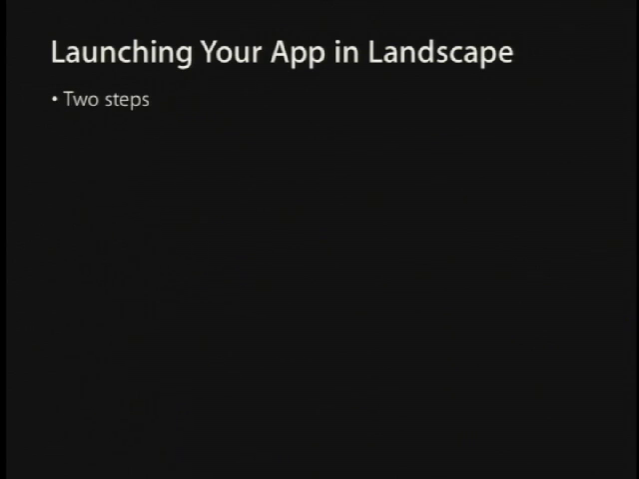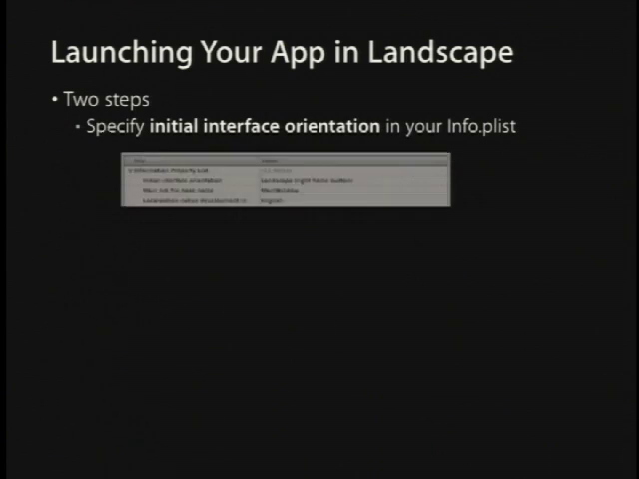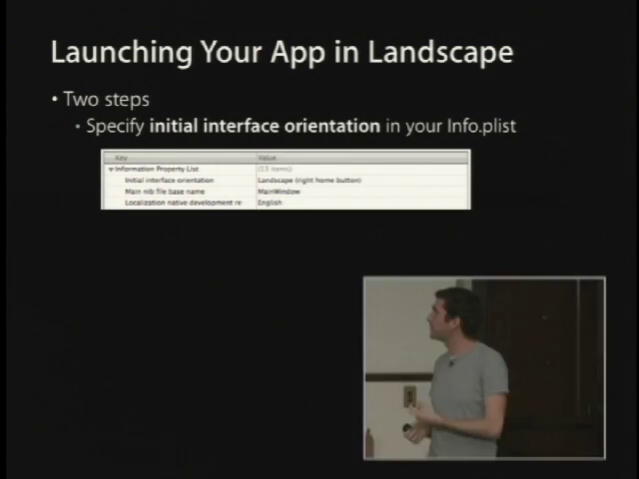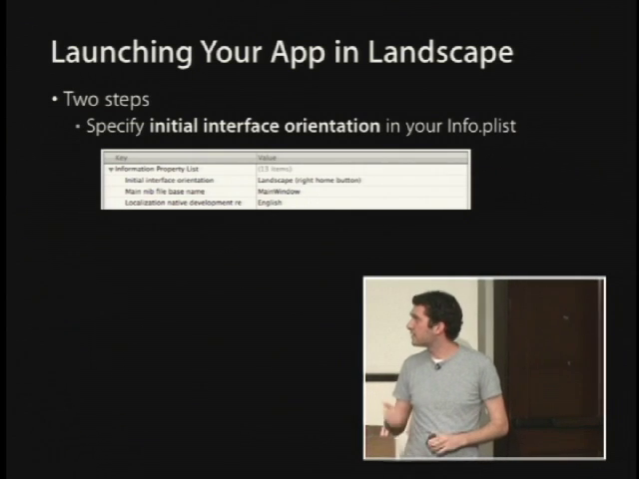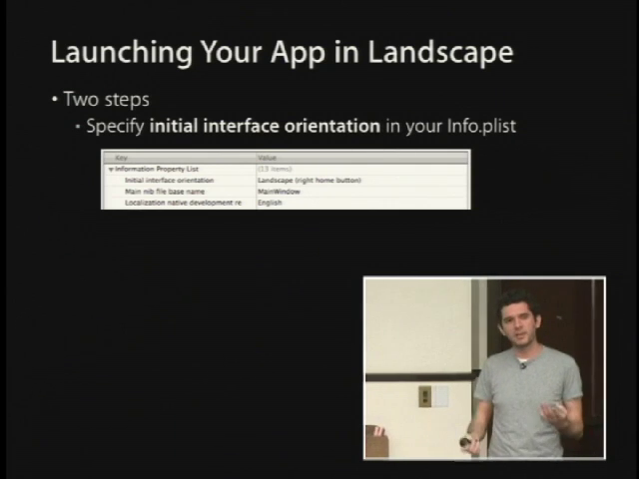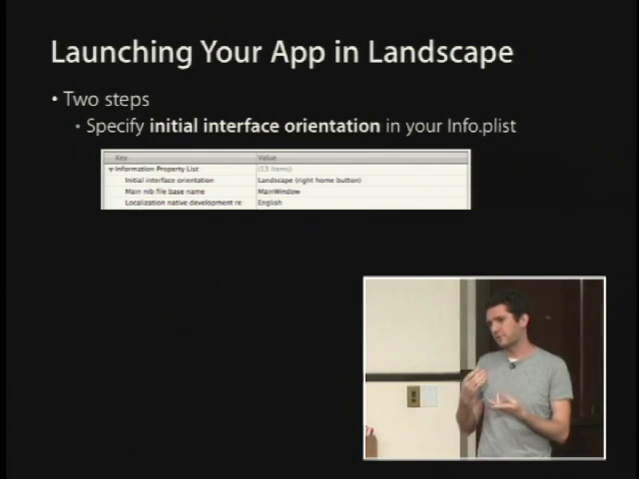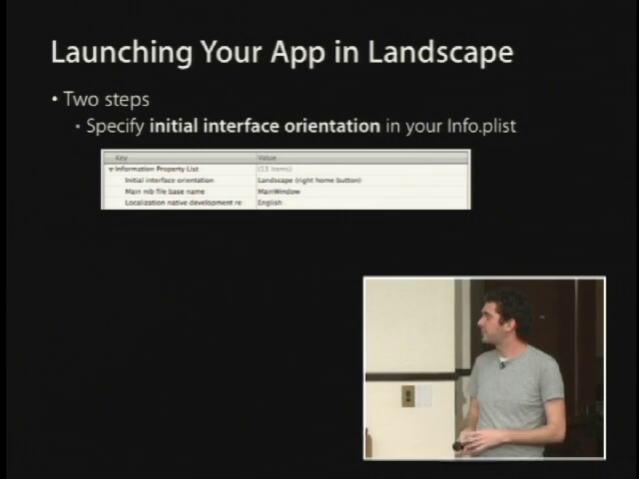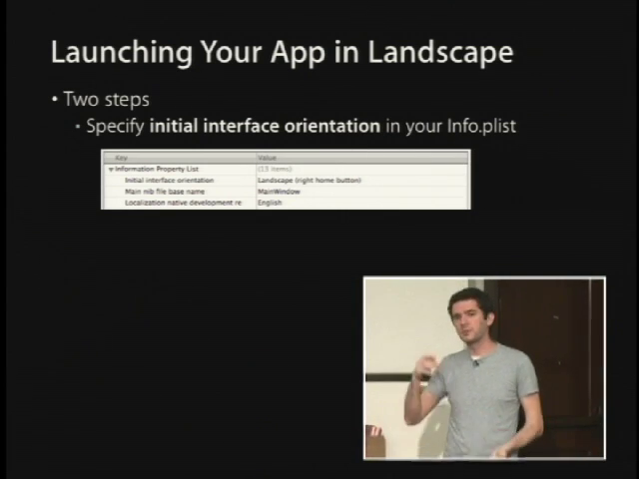So there's actually 2 steps to doing this. The first is you have to change a key in your info plist. So you'll specify an initial interface orientation in your info plist, and it basically looks like that. You can pick any of the 4 standard orientations: landscape left, landscape right, portrait or portrait upside down. And doing that will cause it to launch in that orientation.